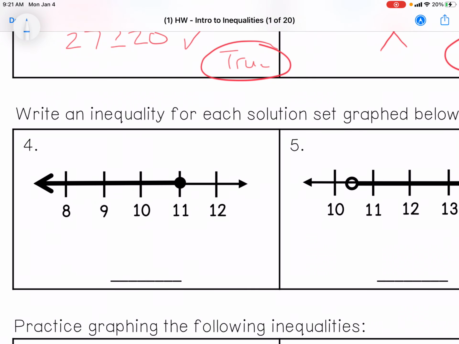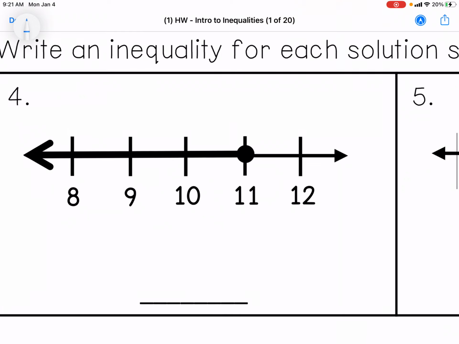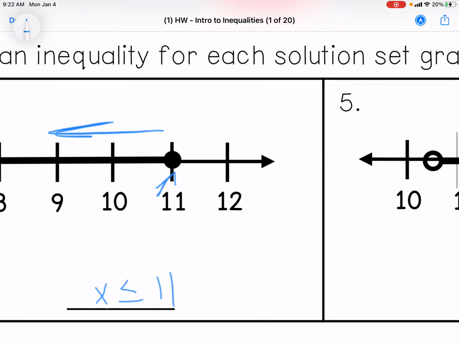All right, number 4. The directions say to write an inequality for each solution set graphed below. So we can use X. X is what? Less than. How do I know it's less than? Because it's going left. Remember your L's, less than or equal to. How do I know it's equal to? Because the dot is filled in. And then what number is it on? 11.